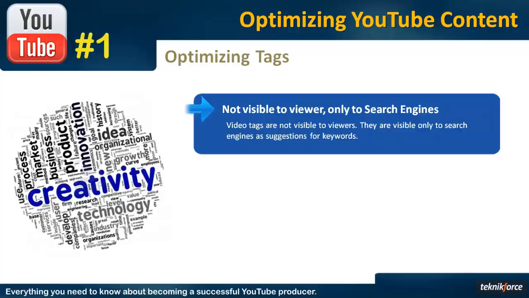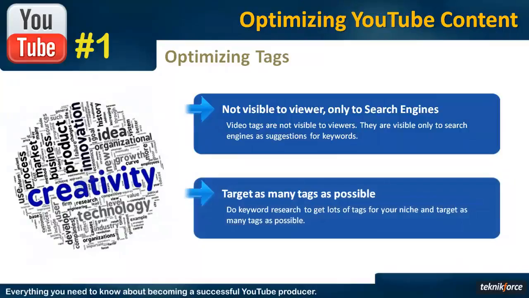Search engines consider the tags as suggestions for ranking. So if you're targeting a certain tag, the search engine will understand that you want to be ranked for that tag, and based on your video stats and other factors, the search engine or YouTube will rank your video and you will be able to reach more people.